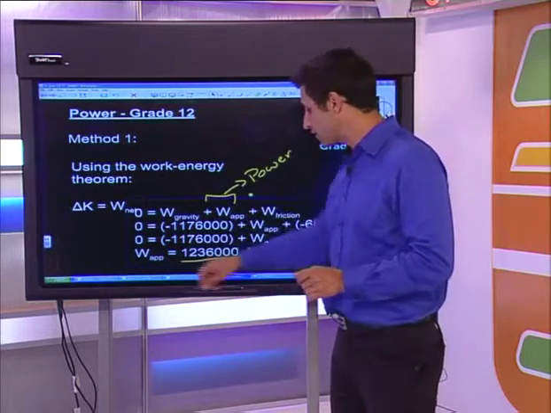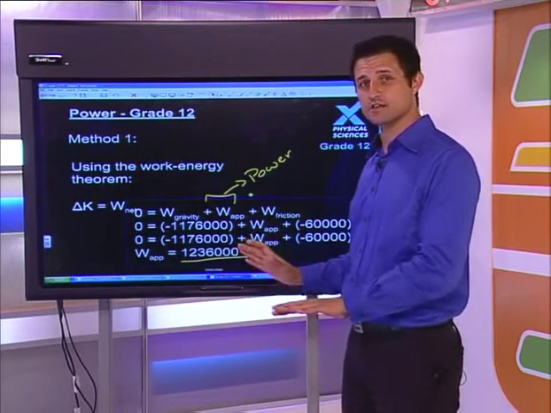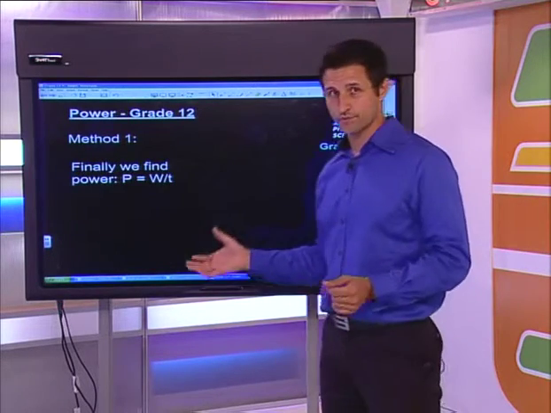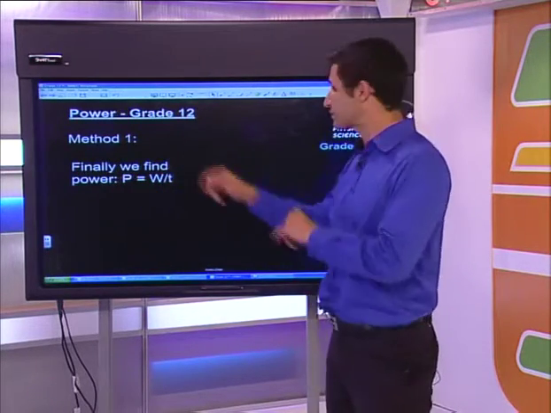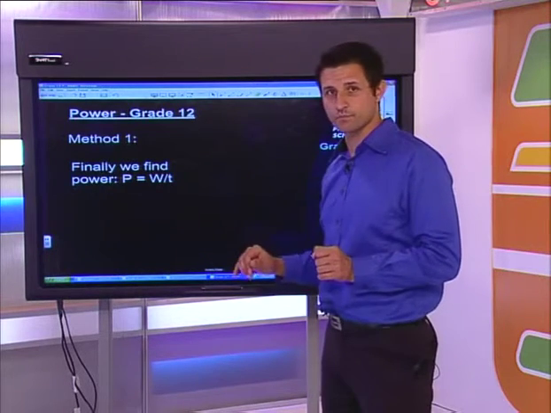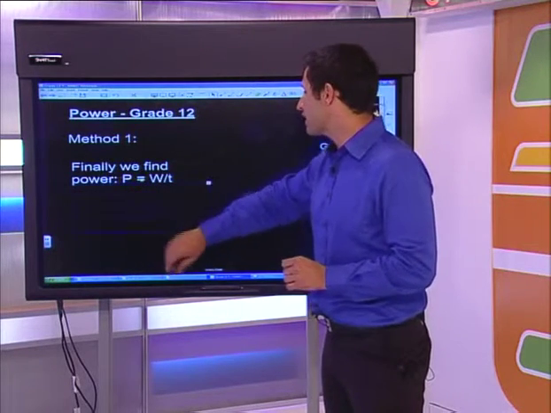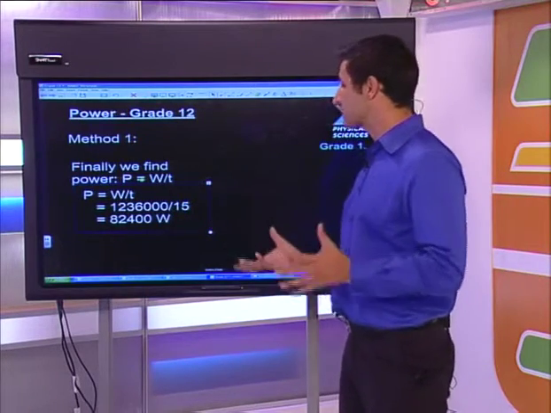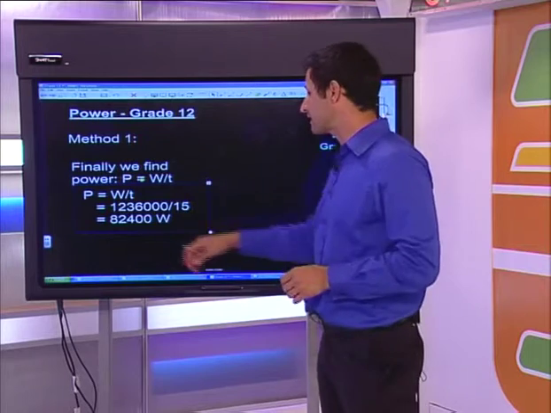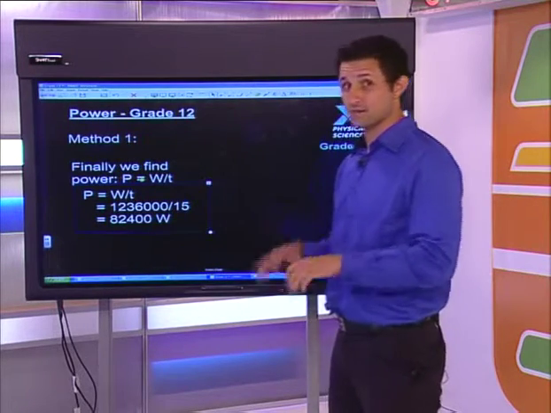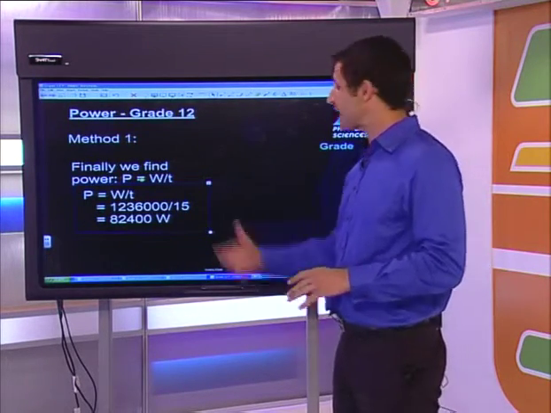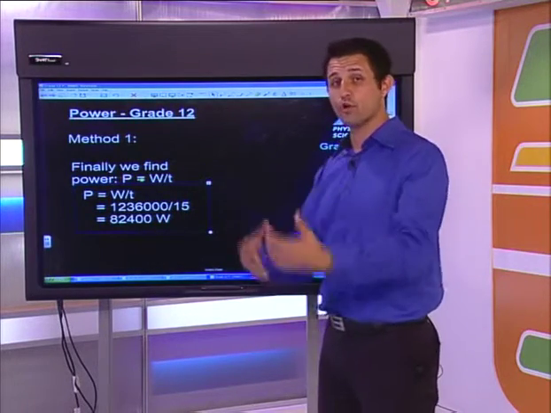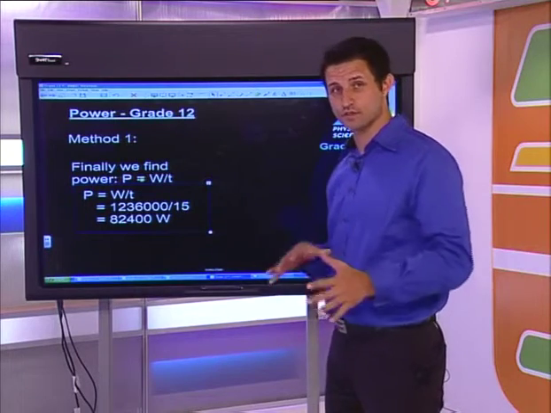We're going to take our work, divide it by the 15 seconds, and see if that's going to provide us with power. Because remember that power is the rate at which work is done, work over time. So let's pop that into an equation. I'm sure that people at home can do this for themselves. If I take my 1,236,000 divided by 15, I'm going to get an answer here of 82,400 watts. That means 82,400 joules every second. That's how fast work is being done, or energy is being converted.